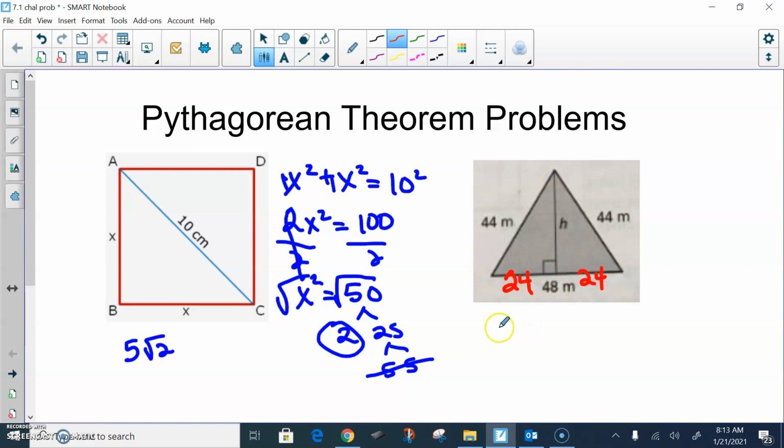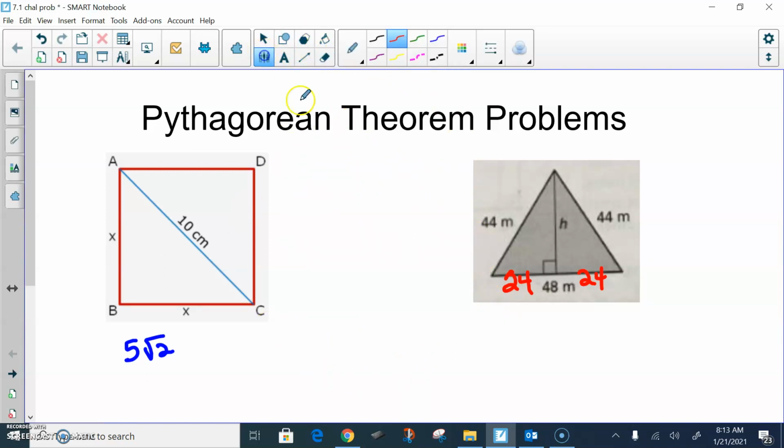So we simply have to do the Pythagorean theorem. Make some room to work here. So we have 24 squared plus h squared equals 44 squared. 24 squared is 576 plus h squared equals 44 squared is 1936.